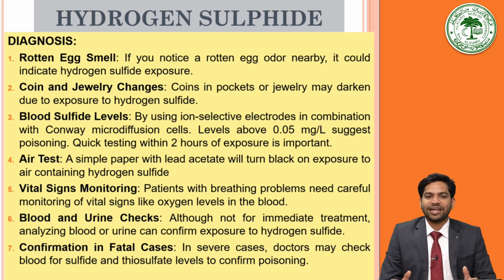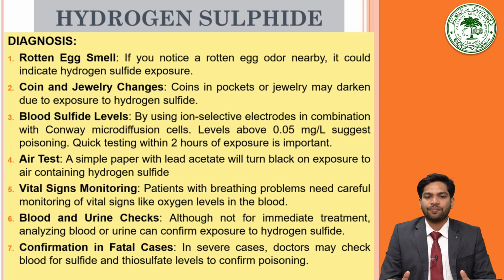Then the blood sulfide level is important in making the diagnosis. By using ion selective electrodes in combination with Conway microdiffusion cells, levels above 0.05 mg per liter suggest poisoning. Quick testing within 2 hours of the exposure is important. Then an air test may be performed.